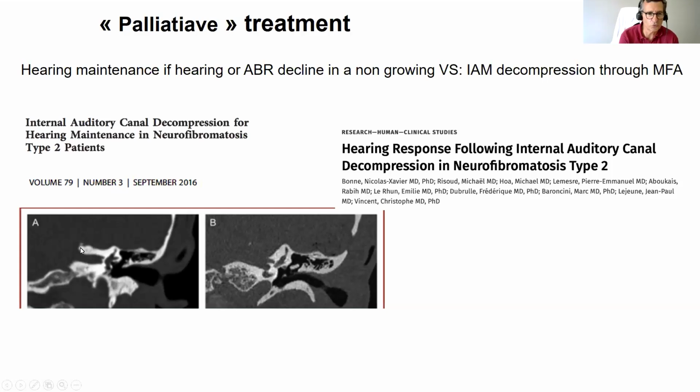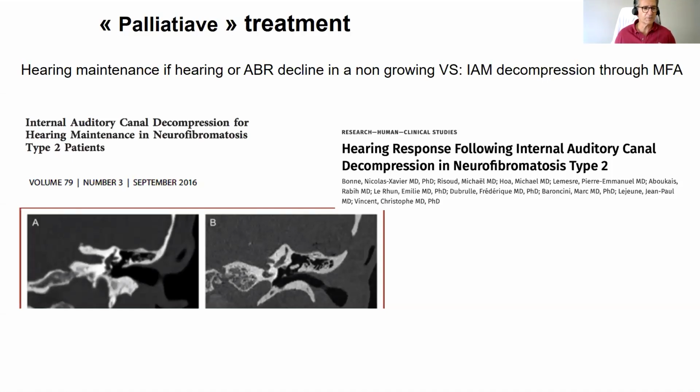The goal is to remove the bone on the top of the internal auditory canal and to open the dura, because the hypothesis is that the cochlear nerve is compressed by the vestibular schwannoma, or originating from the vestibular nerve, another nerve. And if you drill this portion of bone and open the dura mater, it will decrease the pressure in the internal auditory canal.